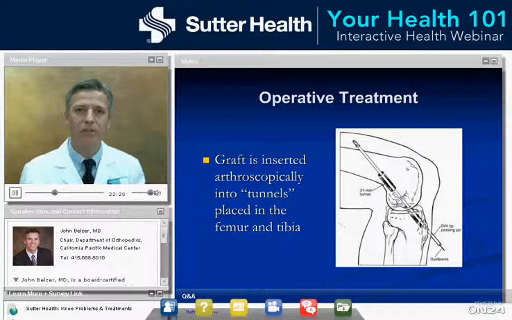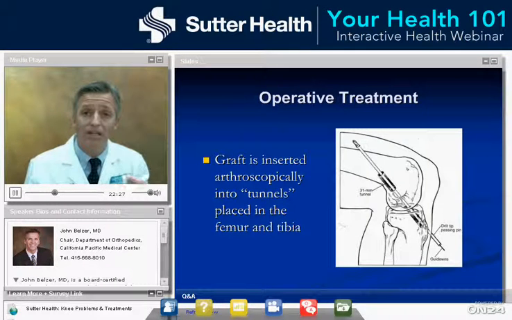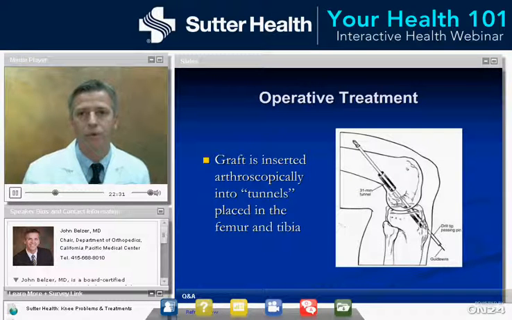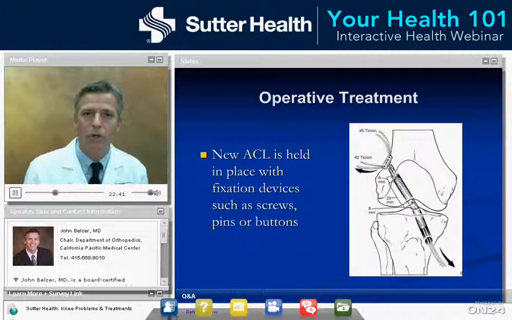The reason for the tunnels is that it allows for a better ultimate growth of the new tendon/ligament into that bone, which ultimately, when it heals, will then function more normally. Once we get the graft into those tunnels, that new graft is held in place with fixation devices such as buttons or screws or pins.